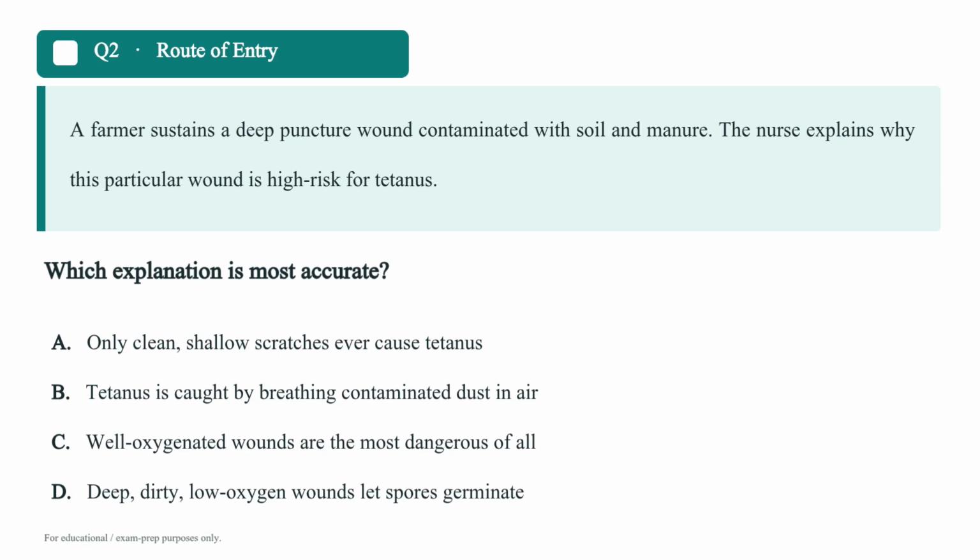Question 2. A farmer sustains a deep puncture wound contaminated with soil and manure. Why is this wound high risk for tetanus? Option A. Only clean, shallow scratches ever cause tetanus. Option B. Tetanus is caught by breathing contaminated dust in air. Option C. Well-oxygenated wounds are the most dangerous of all. Option D. Deep, dirty, low-oxygen wounds let spores germinate. Pause here and choose your answer.